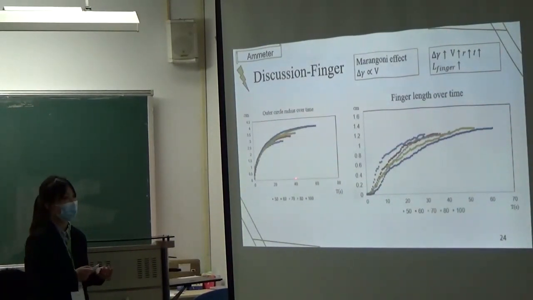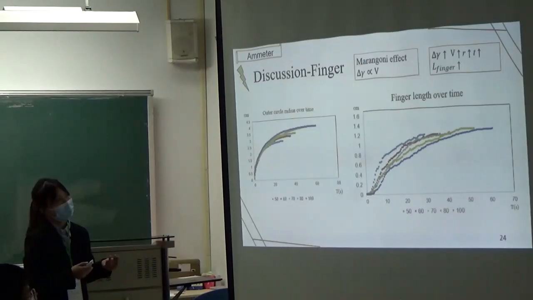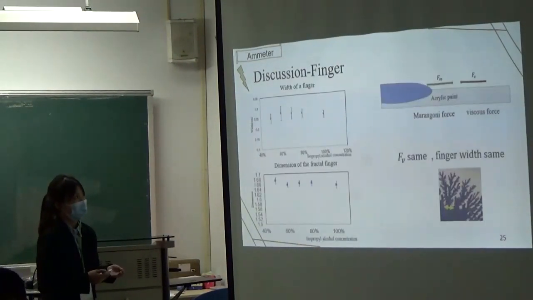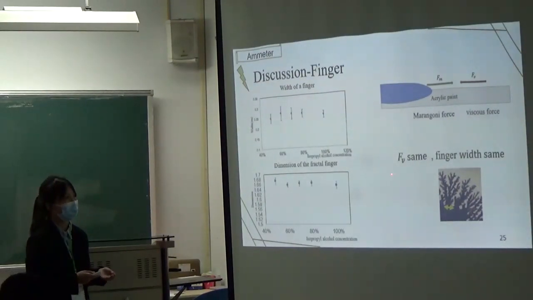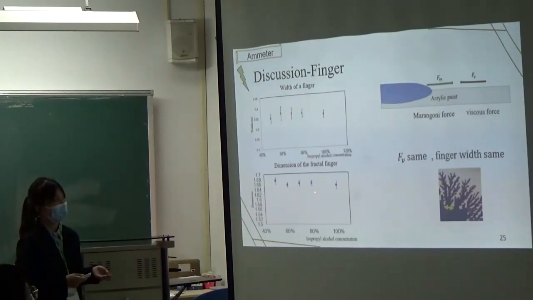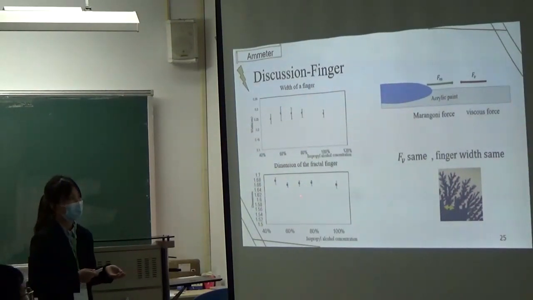And here we can see that when the surface tension gradient increases, the velocity also increases, and the outer circle radius also increases, and the time increases, and the finger length also increases. And here, when the viscous force is the same, the fingers' width is also the same, and the dimension of the fractal fingers is also the same.